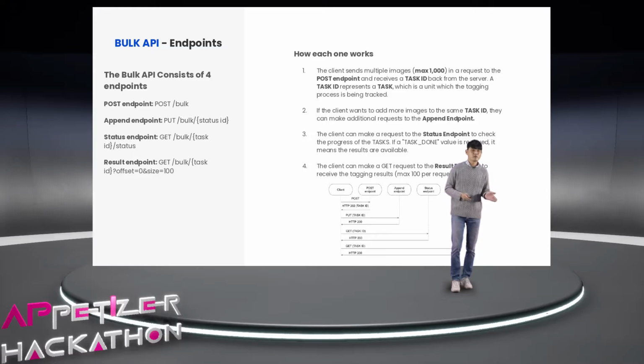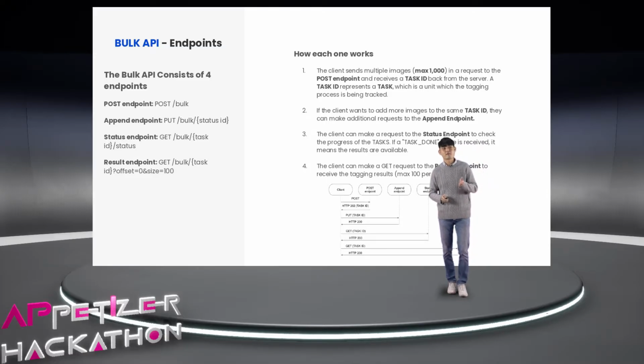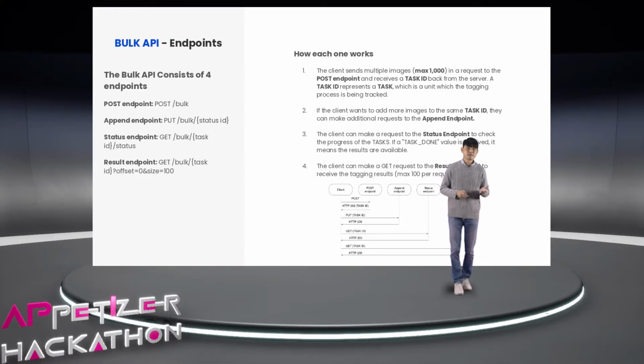Now moving on, we'll talk about the technical aspects of the bulk API. The bulk API consists of 4 different endpoints, which are the post endpoint, append endpoint, status endpoint, and results endpoint. This is how each one works. The client sends multiple images, a maximum of 1,000, in a request to the post endpoint, and it gets back a task ID. A task ID represents a unit in which the tagging process is being tracked.